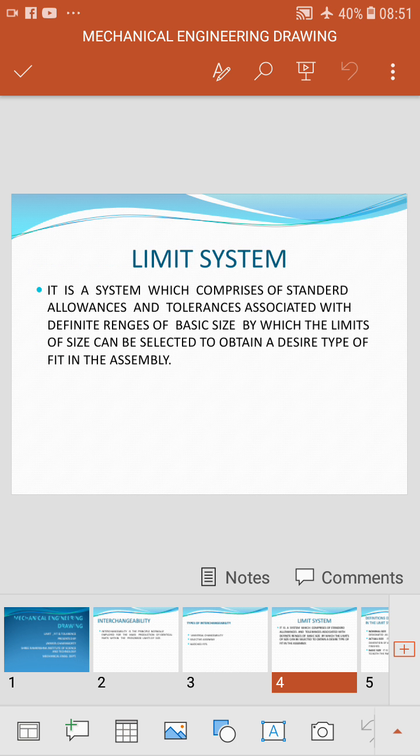Next, the limit system. It is a system which comprises the standard allowance and tolerance associated with the definite ranges of the basic size, by which the limits of size can be selected to obtain a desired type of fit in the assembly. Before we proceed further, it is essential to note the definitions of some important terms used in the limit system.